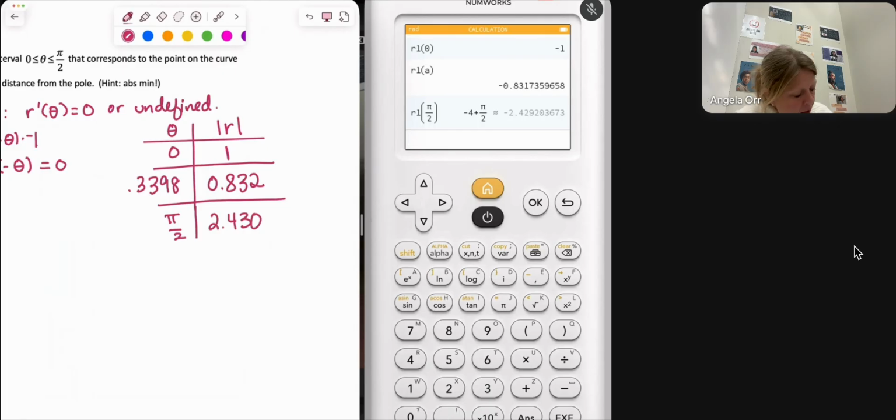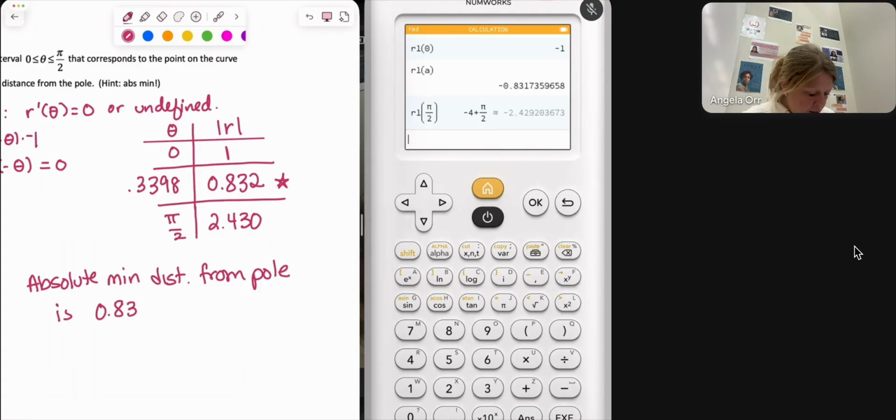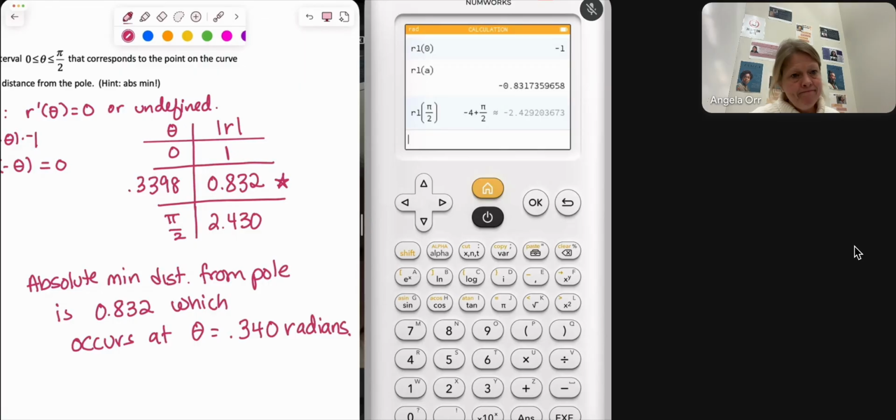Okay, so where do we have the absolute minimum distance to the pole? Well, from these 3 values, the absolute minimum distance from the pole is 0.832, which occurs at theta equals 0.340 radians. Okay. So be on the lookout for more polar coordinate calculus videos.